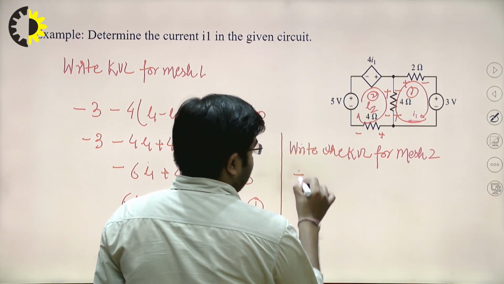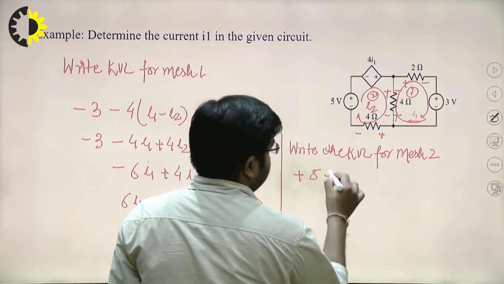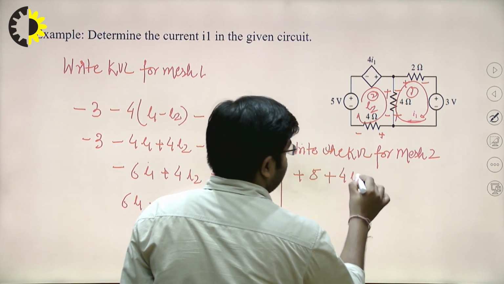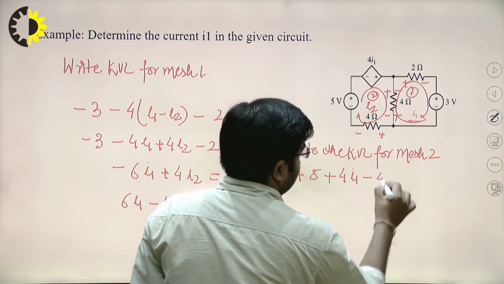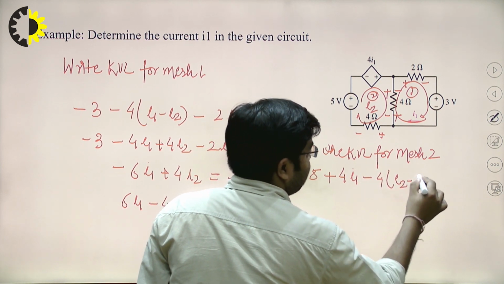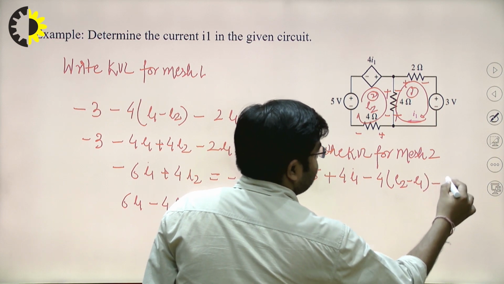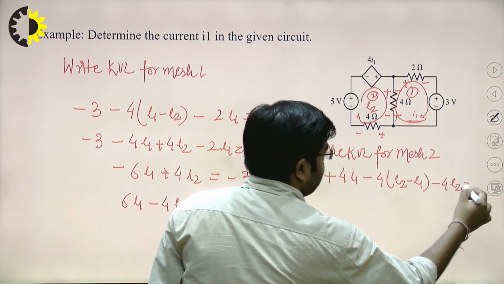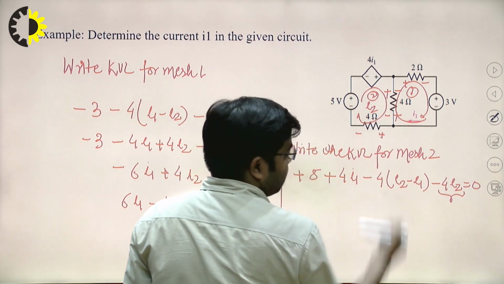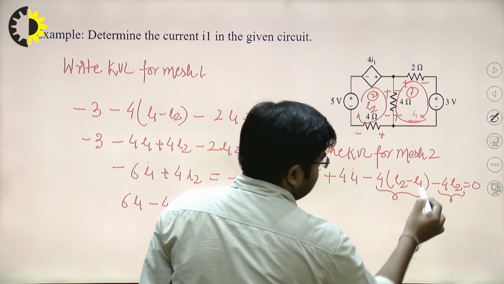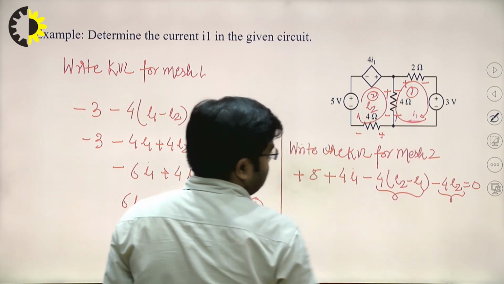Okay, so plus 5 plus 4(I1 − I2)... minus 4 I2, that is equal to 0. So this 4 I2 is the voltage drop across this 4 ohm resistance, and this one is the voltage drop across this 4 ohm resistance.